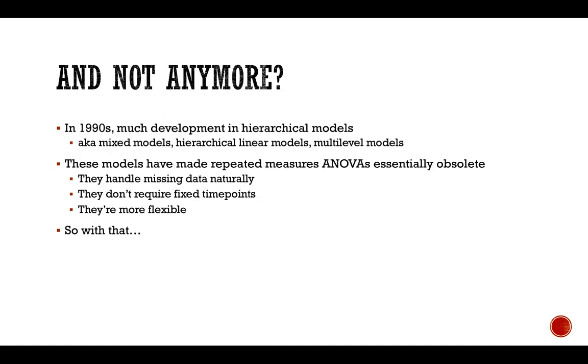Back in the 1990s, there was a lot of development that happened in hierarchical models, aka mixed models, hierarchical linear models, multi-level models, etc. These models have made repeated measures ANOVAs all but obsolete. They handle missing data naturally. They don't require more time points. They don't require fixed time points. Like with an ANOVA, you have to assume that the subjects were measured at exactly the same time. And in addition to that, they're more flexible.